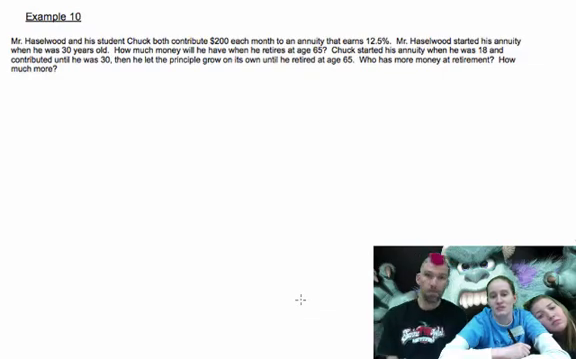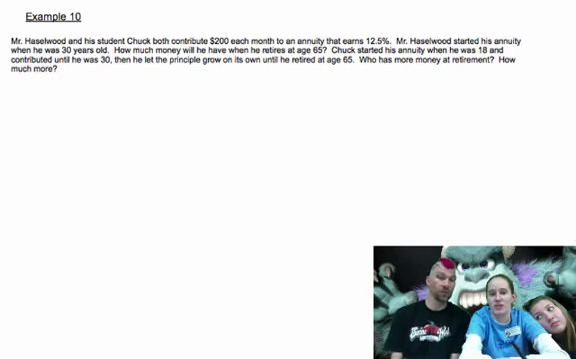Part 2. Chuck starts his annuity when he's 18. He lives off of ramen noodles and rice all through college. He waits to get married and have kids, and he does all that after he's 30. Then he quits putting his money in, and he just lets the principal grow on its own until he retires at 65. Who's going to have more money? Me, the guy that puts it in a lot longer, or Chuck, the guy that puts it in a lot less?